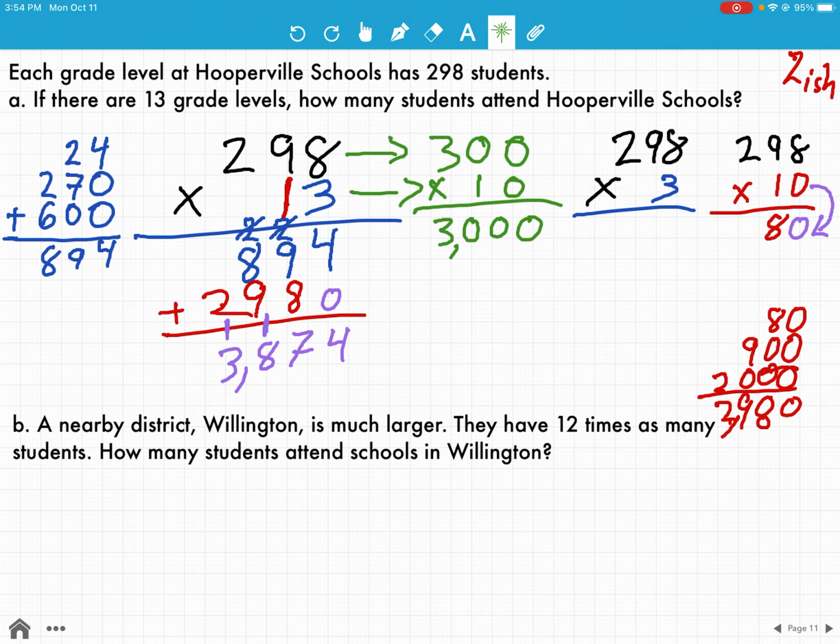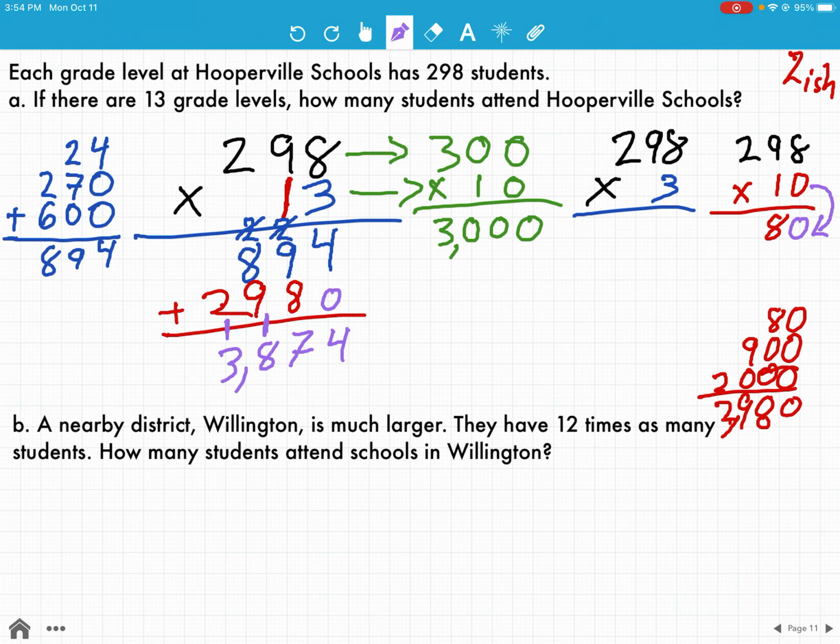All right, so it's basic multiplication. This is similar to 2. Please remember that it's 2-ish. It's very similar. Now it has a step B, which is our multi-step. We're using the information we got from A, and we're going to use it for the next part. So a nearby district, Willington, is much larger. They have 12 times, okay, so 12 seasons or 12 years. Let's put it that way. If for 12 years they had the same amount of people, then how many people will they have in 12 years? But that's not really what we're doing.